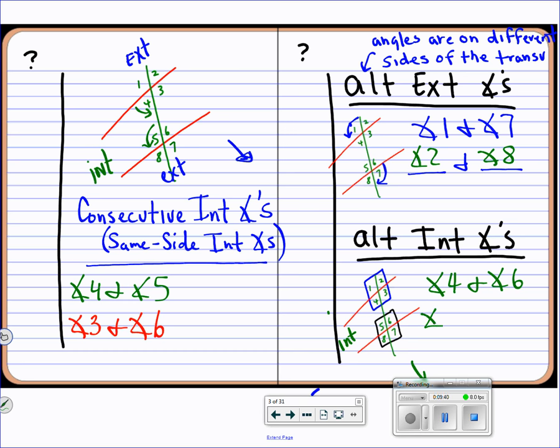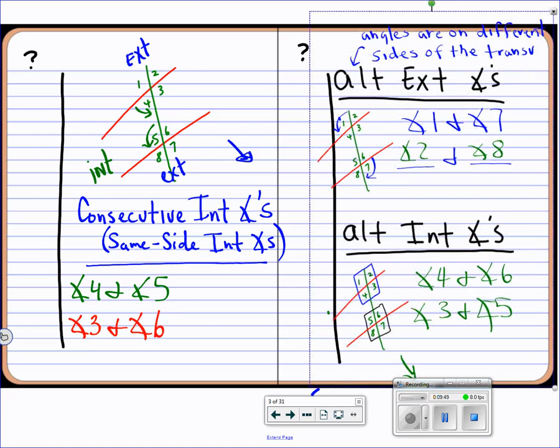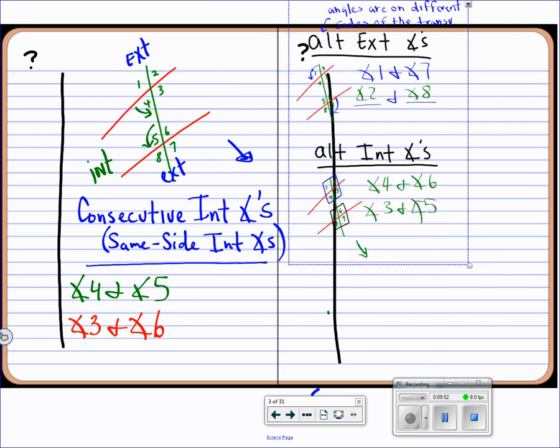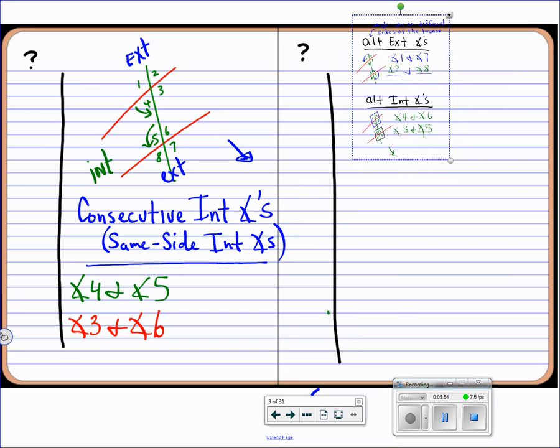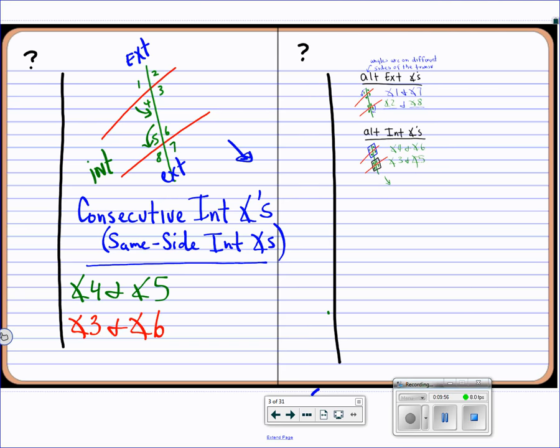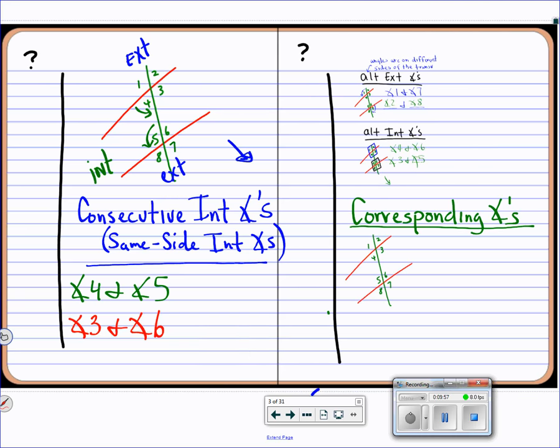I'm hoping that you said angle 3 and angle 5. It's not any harder than that. Okay, I'm going to shrink this down, and I'm going to add one more to our list. Now we're going to look at what we call corresponding angles.